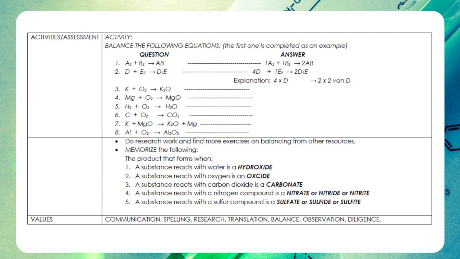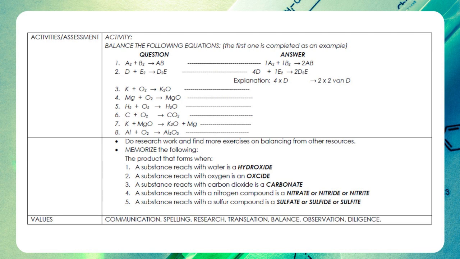Memorize the following. The product that forms when 1. A substance reacts with water is a hydroxide. 2. A substance reacts with oxygen is an oxide. 3. A substance reacts with carbon dioxide is a carbonate.